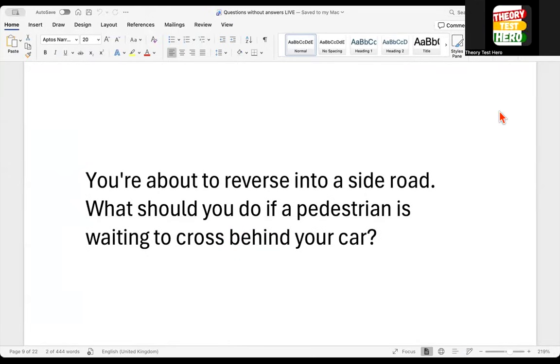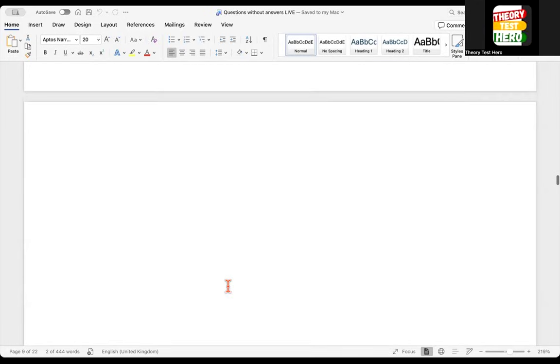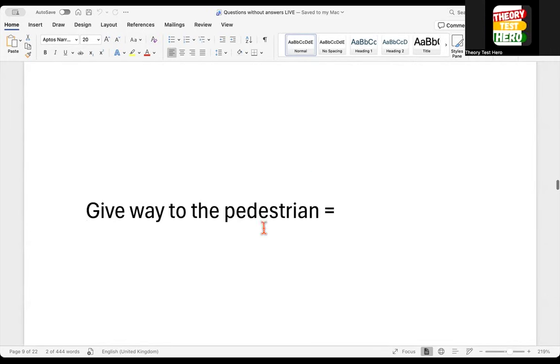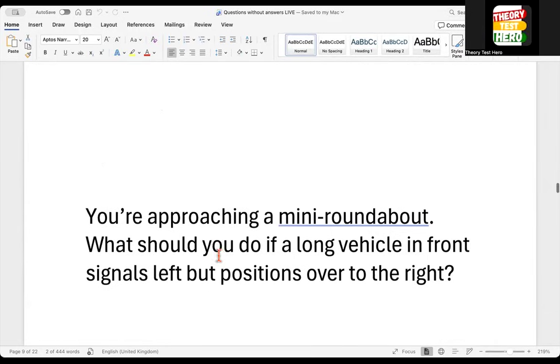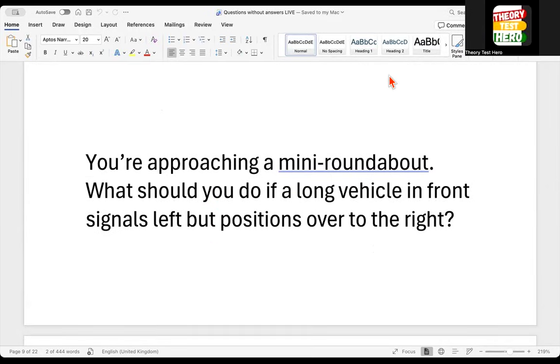You're about to reverse into a side road. What should you do if a pedestrian is waiting to cross behind your car? Gonna wait, give way, let them cross. Good, yeah. Give way to the pedestrian and let them cross. Well done, guys. You are approaching a mini roundabout.